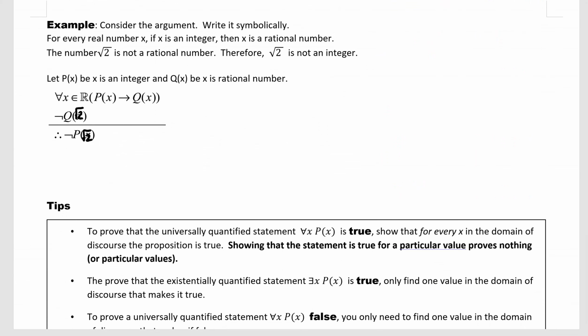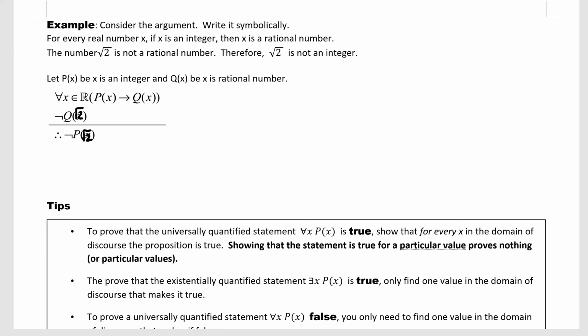Let's continue. Consider the argument, and write it symbolically. For every real number x, if x is an integer, then x is a rational number. The number square root of 2 is not a rational number, therefore square root of 2 is not an integer. I'll also put down the answer here.